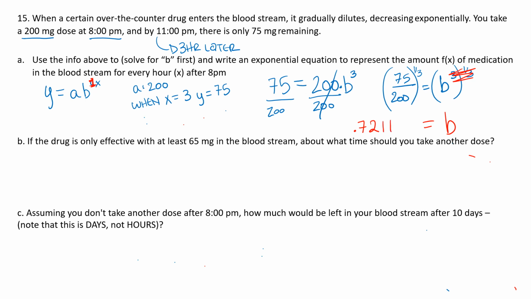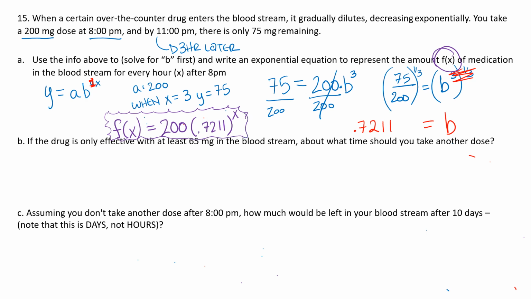So for this, we're losing some space here. The whole thing was you're supposed to write an equation. So let's actually write an equation. I'll put my answer in purple here. So they said to do it f of x. Remember, f of x, that's just y. So I'm going to say f of x is equal to, your initial amount hasn't changed. That's still 200. But now I know what the b is. The b is 0.7211, and it's all raised to the x. So x is the hours after 8 p.m., and f of x is the milligrams of this medication in the bloodstream. So there's part A.